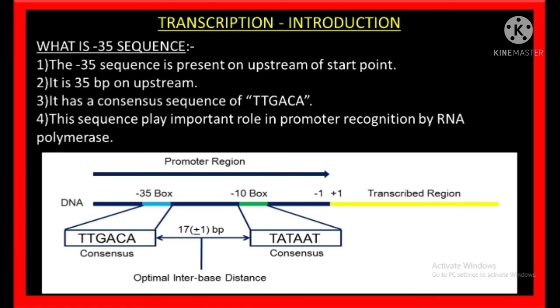Now we will talk about the -35 sequence. The -35 sequence is present upstream of the start point. It is 35 base pairs upstream. So -35 base pair is the location from where the sequence starts. It has a consensus sequence of TTGACA. This sequence plays an important role in promoter recognition by RNA polymerase.